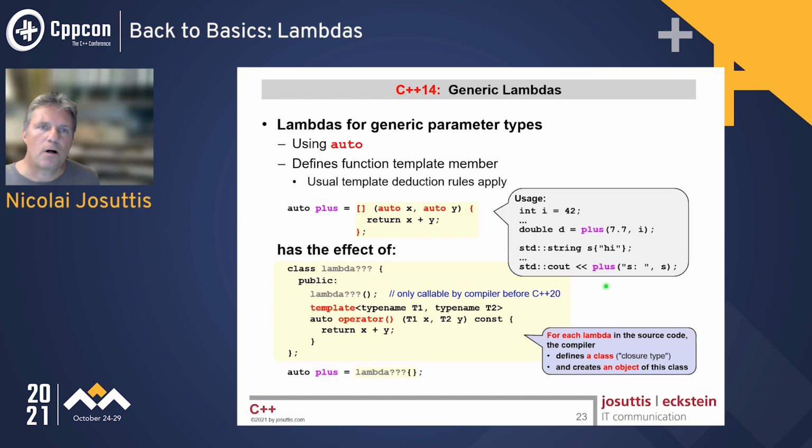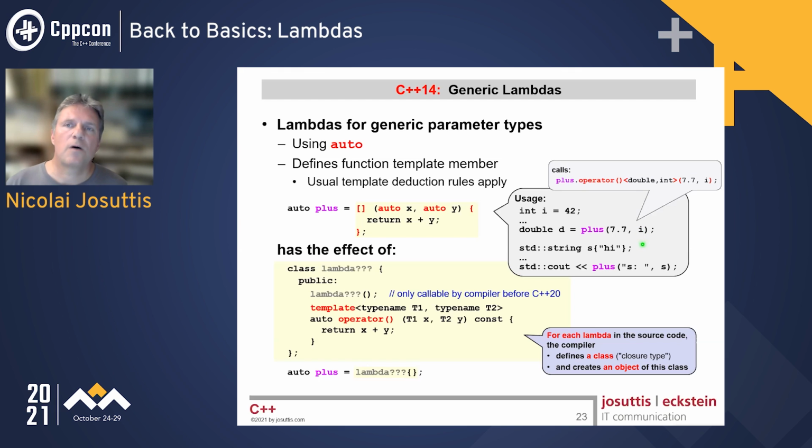And then we can call plus for a double and an int, or plus for a string and a string literal. And for example, if we call plus for a double and an int, that means we use this object, an object of this type, calling the function call operator. But we have to find out what the template parameters are. Well, the first one is a double, the second one is an int. So what you really call is this. You call for plus the operator use me as a function, instantiated for double and int as types T1 and T2, and the parameters passed are 7.7 and i. By the way, you could write that manually. Don't do that. But you could, and it would compile.